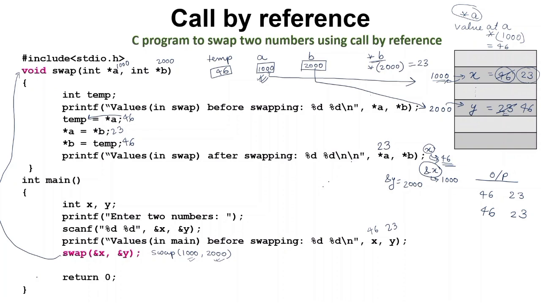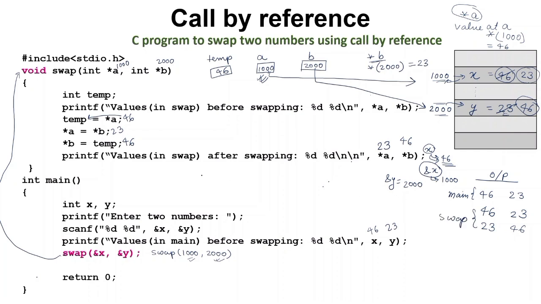And what is value at B? What is B? B is just 2000. Value at 2000 is your 46, isn't it? Value at 2000 location is your 46. So what is the value that is displayed? 23 and 46. So this was executed by your main function. This is happening in your swap function.